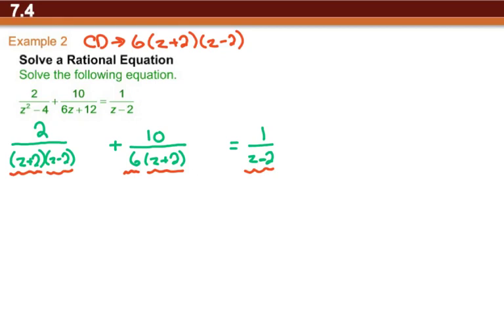With 2 over z plus 2, z minus 2, the only thing not there is the 6. With 10 over 6 times z plus 2, we are missing z minus 2. And with 1 over z minus 2, we're missing both 6 and z plus 2.